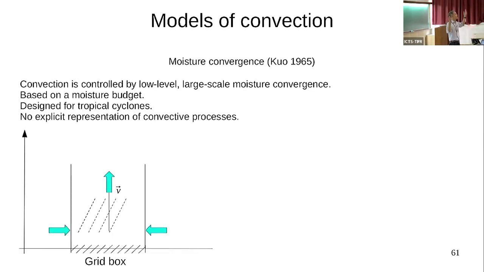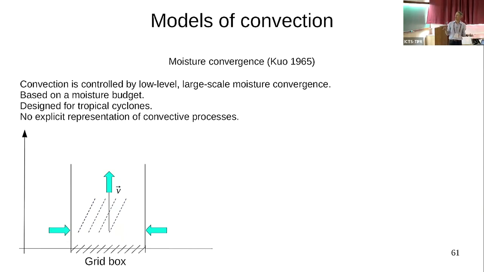So over the years, people have come up with many different parameterizations, and this is not a lecture about parameterization, so I just have to summarize in very quick words. One school of thought was to think about moisture convergence. I think we've heard this probably before. Let's say that the reference paper is this one, Kuo 1965. The idea is that convection is controlled by low-level, large-scale moisture convergence. It's nice, the concept is simple, it makes sense. It's based on a moisture budget. It was actually designed for tropical cyclones at the beginning, and there's no explicit representation of convective processes, which makes us sad, right? We would like to represent the convection.